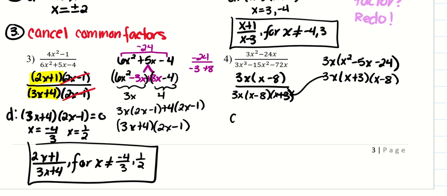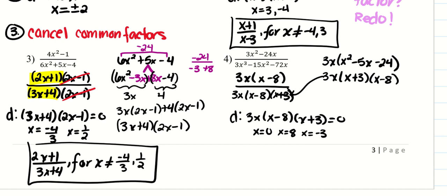To find my domain, I'm going to set that denominator equal to 0, and I'm going to figure out which values of x would make it equal 0. So I have x equals 0, x equals 8, and x equals -3. This means that we have 3 undefined vertical lines on our graph.